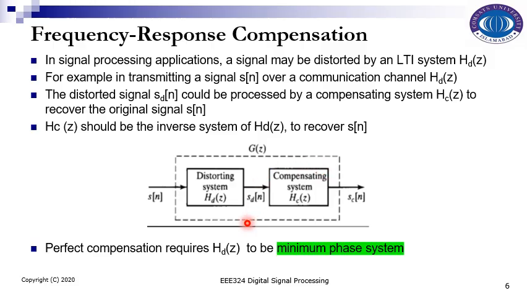So we can do that even if HD of Z is not a minimum phase system, and we can do that by minimum phase decomposition, that is expressing HD of Z as a combination of a minimum phase and an all pass system. So we'll see how to do that.